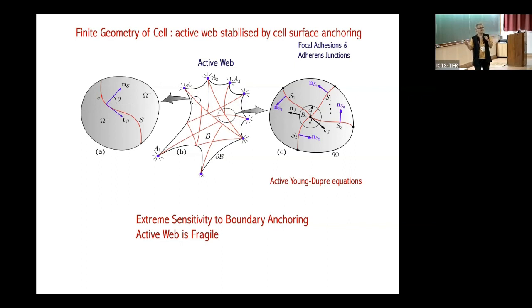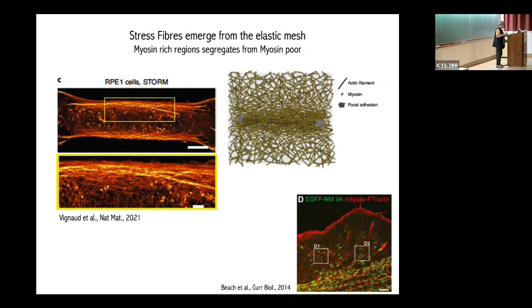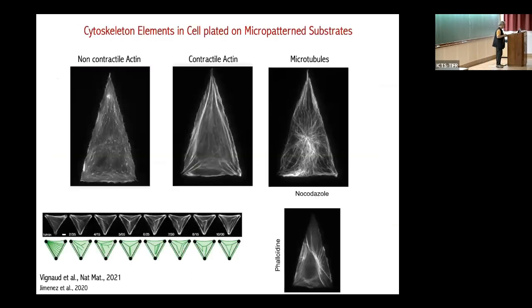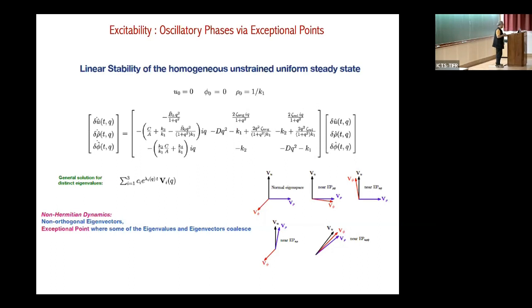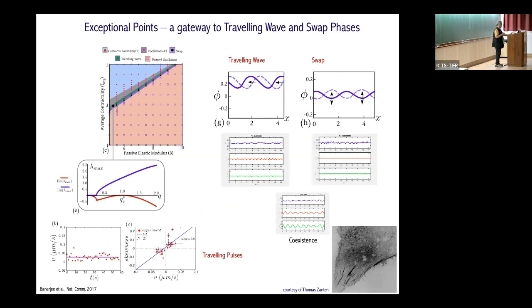So this indeed is an example of an active fragile material of force chains, but the force chains are held by tension and not by compression. Okay, so I think I'll end there. There's a lot more work that we need to do. I haven't told you about excitability because I don't have the time, but I'll just say that there are excitable waves here.